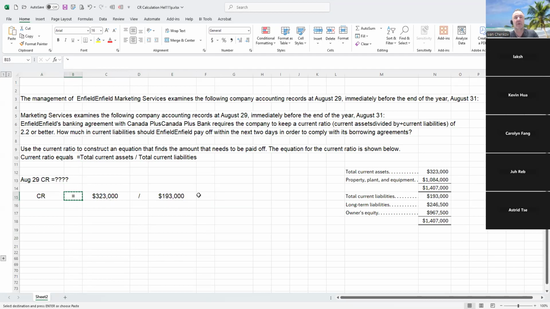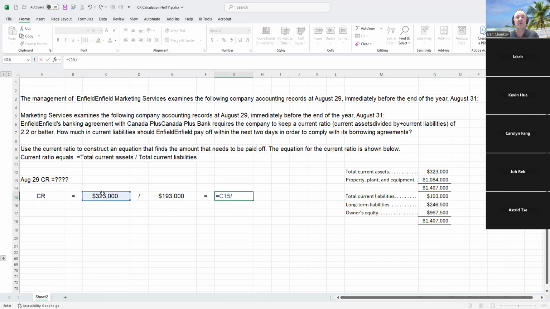Are we complying with the bank? Most likely not, otherwise there would be no question. So when we take current assets divided by current liabilities, right now we are at 1.67. Can you see it? Now the bank wants the ratio to be 2.2 or higher. Anything higher than 2.2 is going to do it.